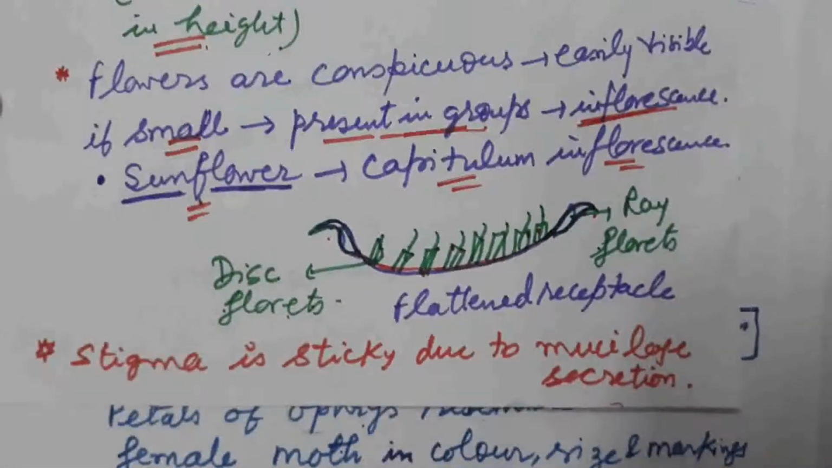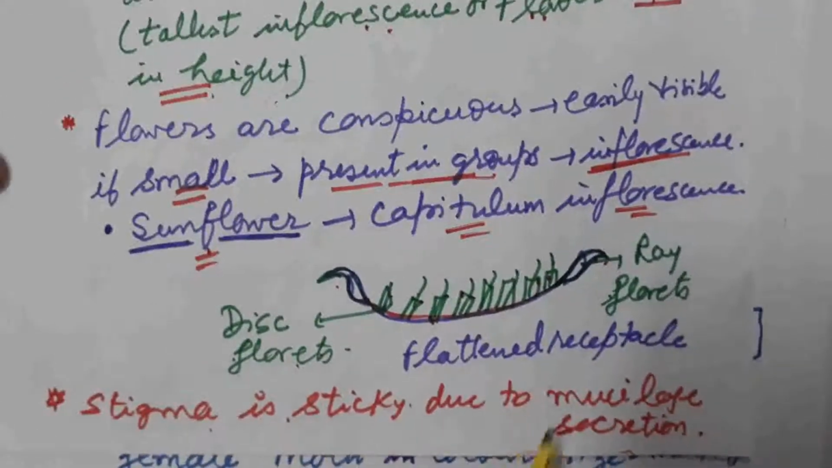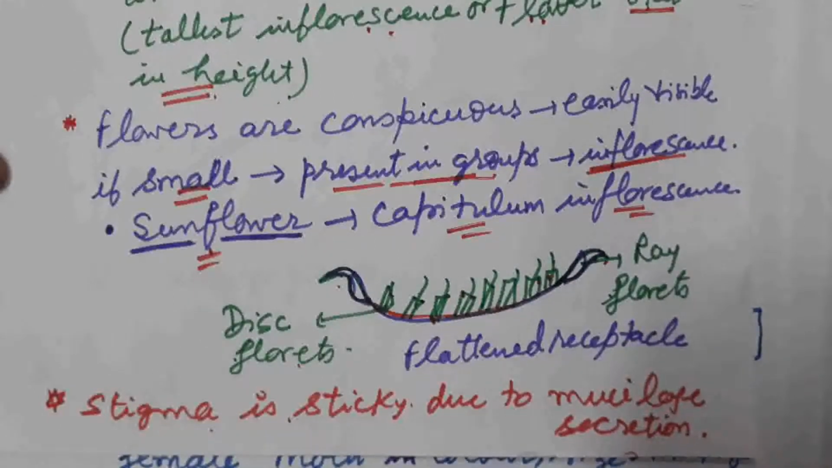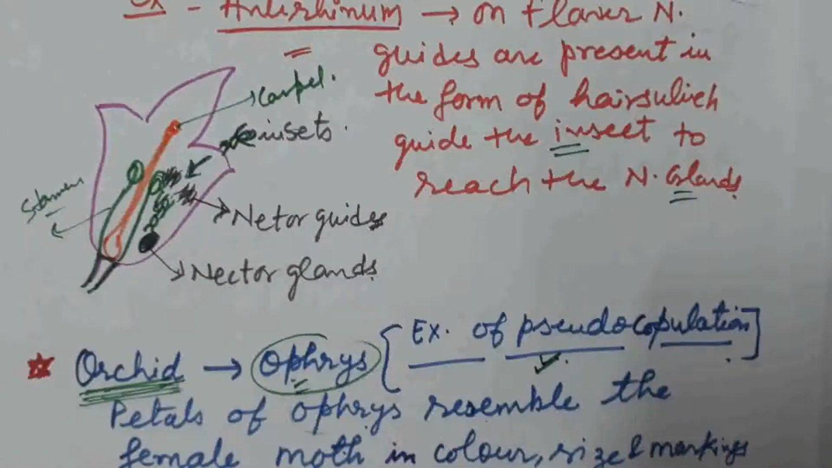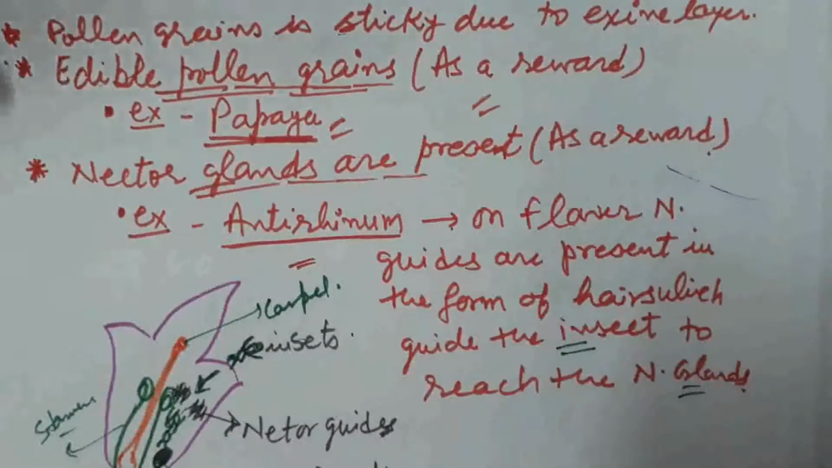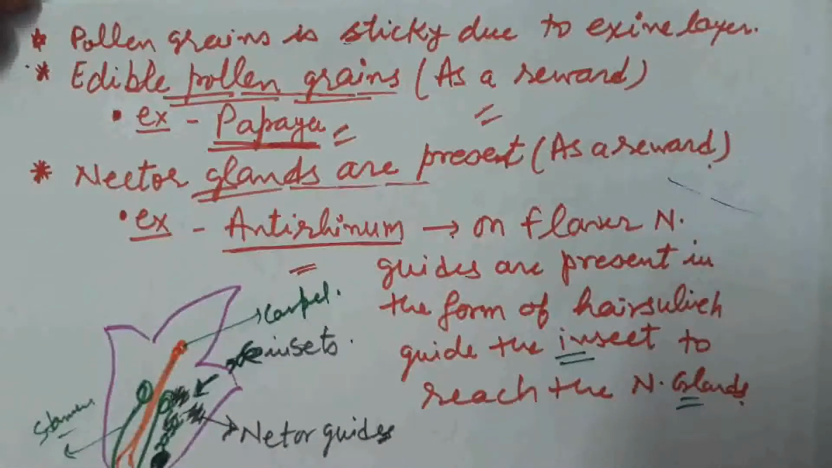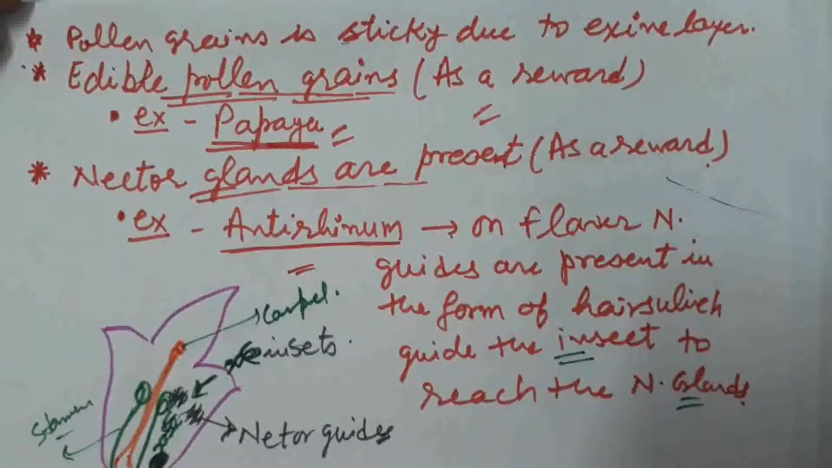Another characteristic feature which favors entomophily is that the stigma is sticky due to mucilaginous secretion, so that the pollen grains easily stick on the stigma. Another characteristic feature which favors pollination by insects is that pollen grains are sticky due to the exine layer. So they stick to the back of the insect, and the insect helps in pollination.